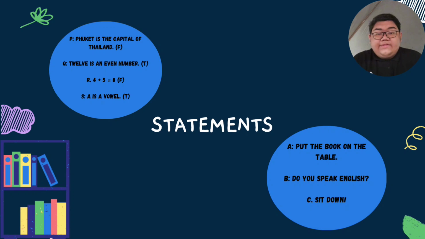Okay, let's see the examples of a statement. So, first one, P: Phuket is the capital of Thailand. So, this is a statement, but it's a false statement. Next one is Q: 12 is an even number. So, this is a statement and this is a true statement. R: 4 plus 5 equals 8. This is a statement but it is a false statement. Lastly, S: A is a vowel. This is a statement and this is true.